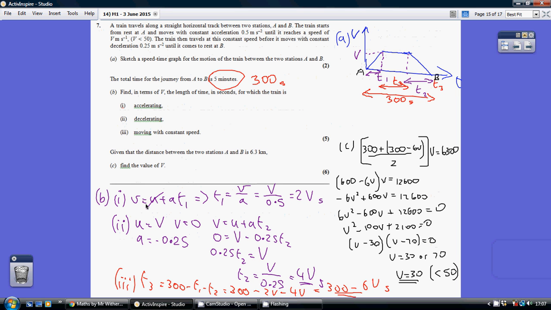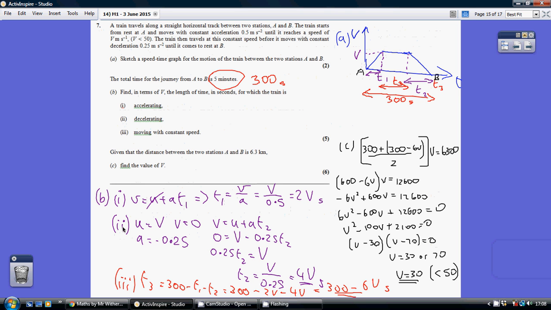So using v equals u plus at, as I said, u is 0, so our time, t1 I'm calling it, is therefore v over a. The acceleration is 0.5, so v divided by 0.5 is the same as v times 2. So for part 1 the answer is 2v seconds.